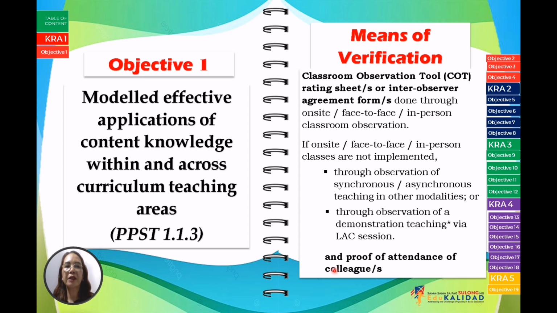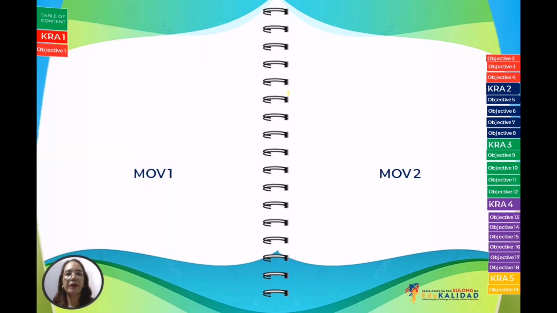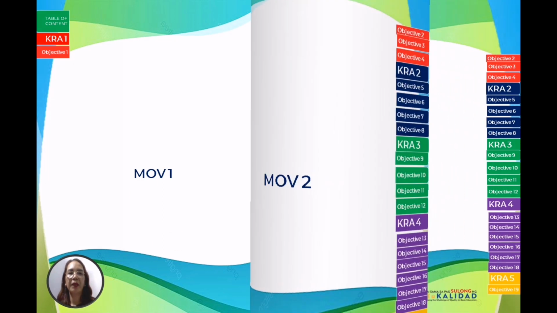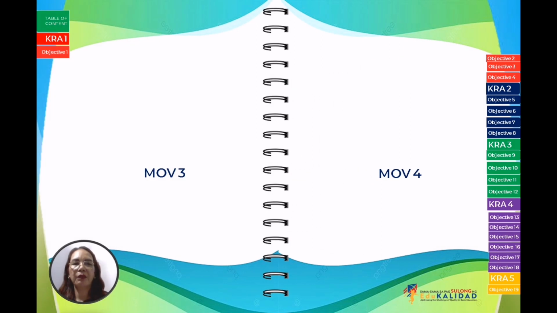So, dito sa proficient teachers, kailangan natin ang proof of attendance ng ating mga colleagues. Sa number of MOVs, nakalagay doon, 4 ang kailangan for Objective number 1. So, MOV1, MOV2, MOV3, and MOV4.